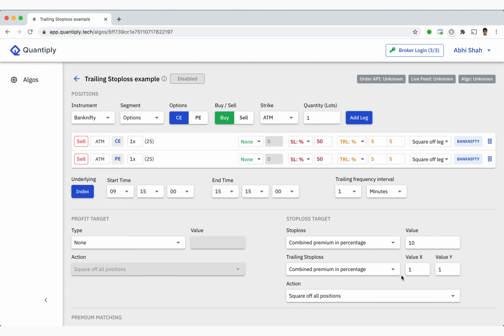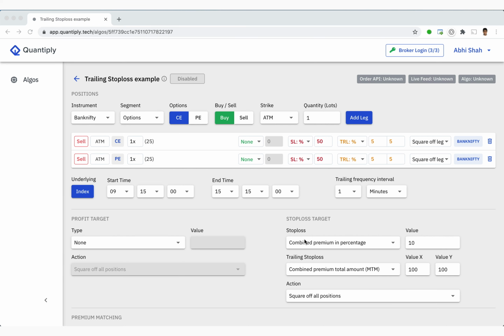The trailing stop loss in combined premium can also be given in terms of rupees. So, if X were 100 and Y were 100, it means that if the entire trade went in 100 rupees profit, then the stop loss would be trailed by 100 rupees. So another important point to note here is that your stop loss on combined premium can be in percentage, whereas your trailing stop loss setting can be in MTM.